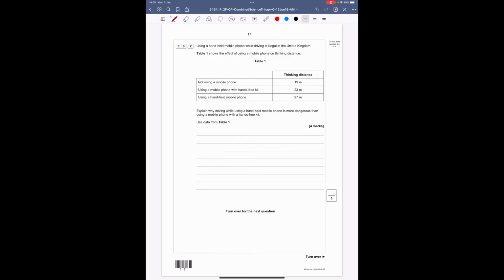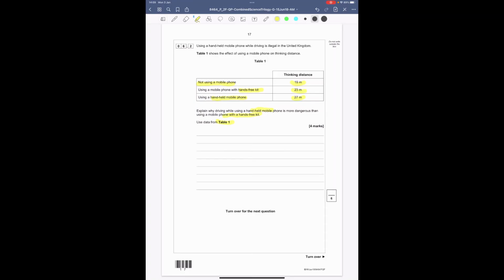Question 6.2 then. Using a handheld mobile phone whilst driving is illegal in the UK. Table 1 shows the effect of using a mobile phone on thinking distance. So when you're not using a mobile, it's 19 metres. If you're using a hands-free kit, it's 23 metres. If you're using a handheld mobile phone, it goes up to 27 metres. Explain why driving using a handheld mobile is more dangerous than using a mobile with a hands-free kit. Use the data from table 1.